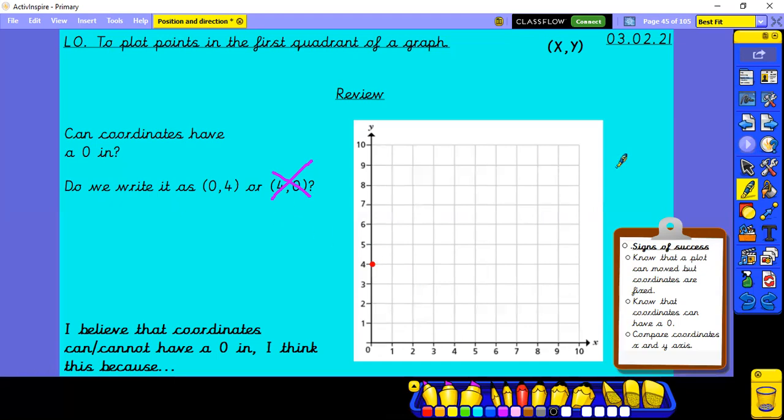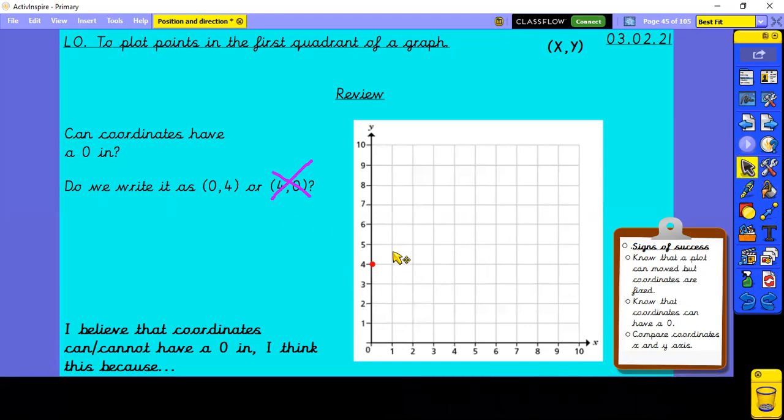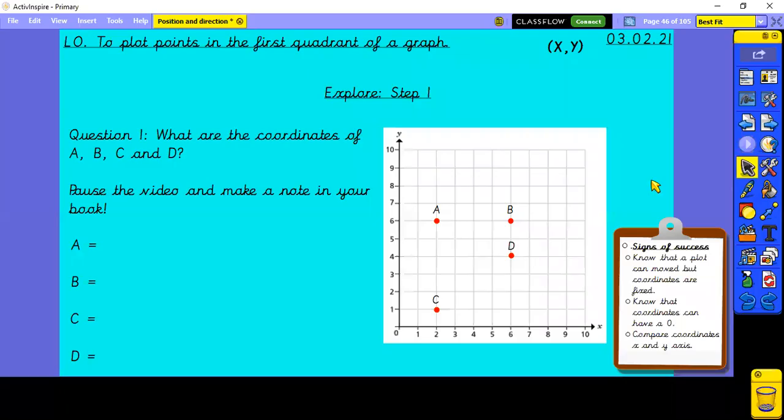Okay, so our correct coordinates for this plot here is 0, 4. So well done if you got that correct. And if you didn't, have a little think about why that was. Okay, moving on. So I've got a question for you for our step 1 input.